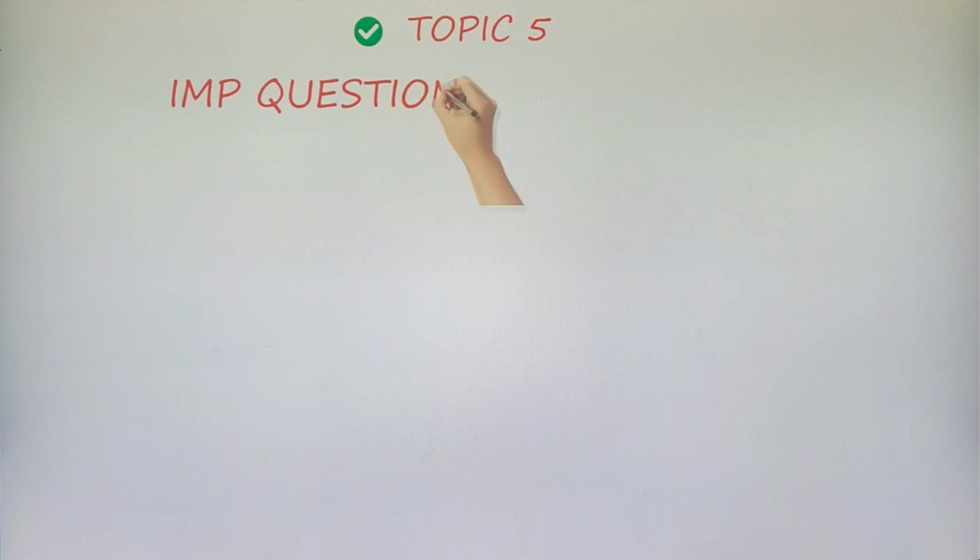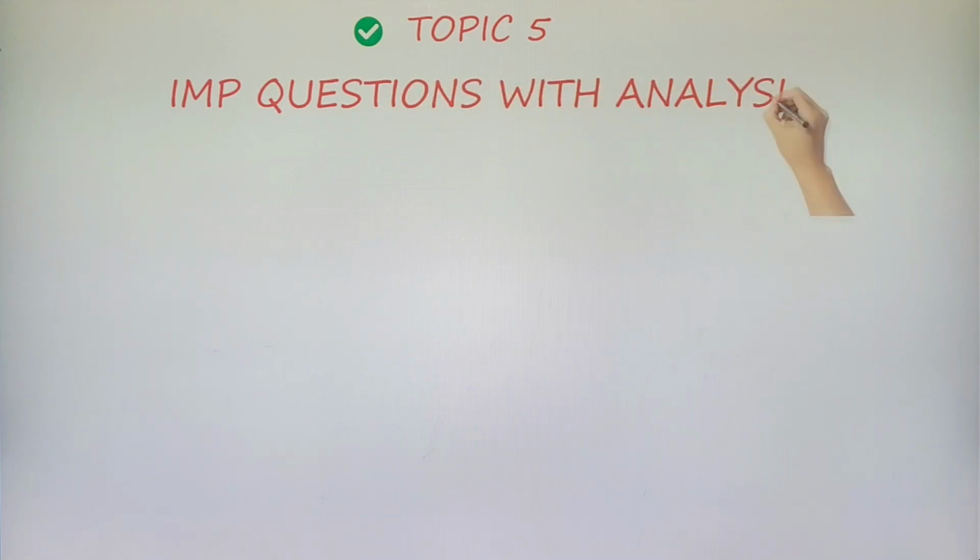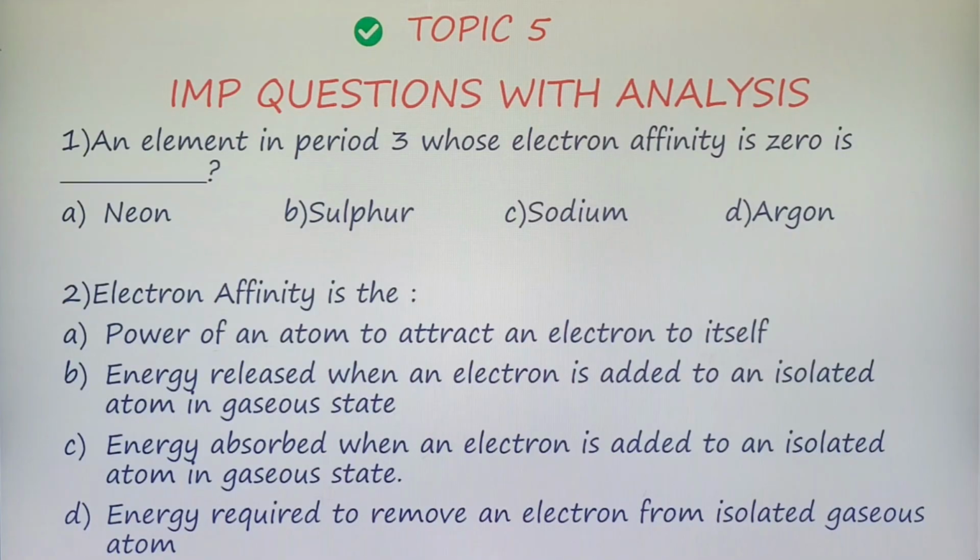So now let's discuss some important questions which were asked in previous year board papers. The first question is: an element in period 3 whose electron affinity is 0. Just as I told you, what is the meaning of the word affinity, children? Affinity means attraction. And who will have a 0 electron attraction? Who will not be attracting electrons? It will be any one of the noble gases. All the noble gases do not attract electrons.